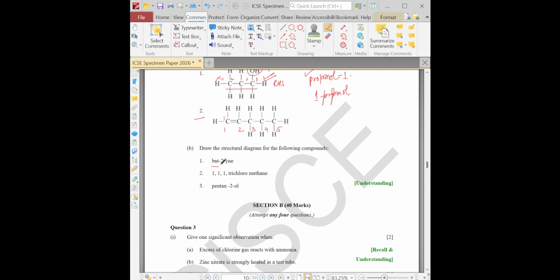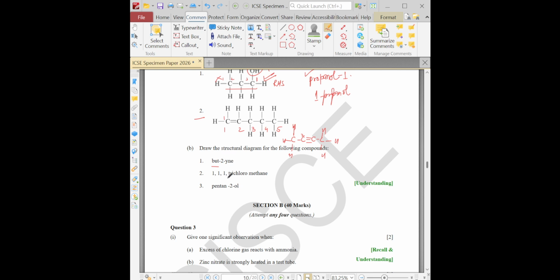Now it says but. So but means 1 2 3 4. Now it says on the second there is yne. So if I count from here, 1 2, on the second there is yne. Yne means a triple bond, 3. So this is what. Now the rest, all the carbons should have 4 hands. So 1 2 3, 1 2 3 4, 1 2 3 4, 1 2 3. So here you will have hydrogens. Okay, so this is the structural diagram for but-2-yne.